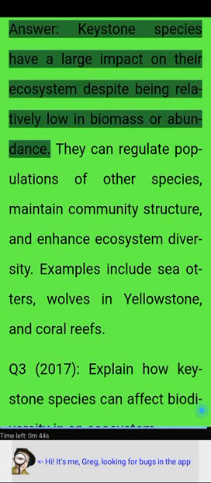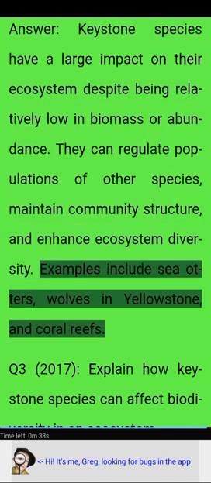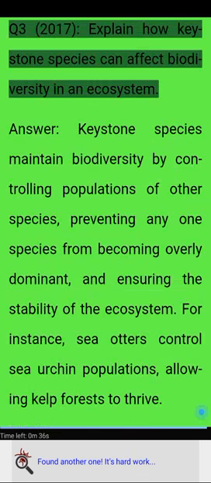Q2 2018. What are keystone species? Discuss their role in an ecosystem. Answer. Keystone species have a large impact on their ecosystem despite being relatively low in biomass or abundance. They can regulate populations of other species, maintain community structure, and enhance ecosystem diversity. Examples include sea otters, wolves in Yellowstone, and coral reefs.